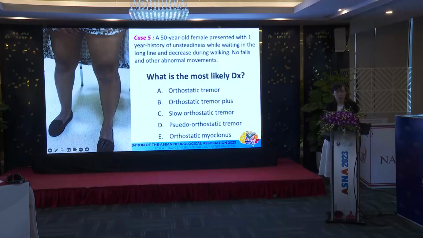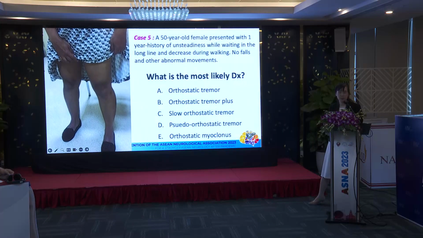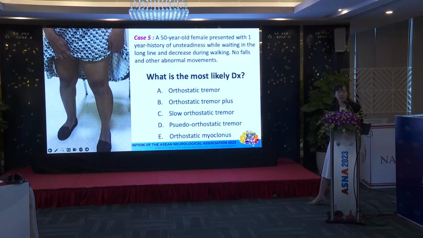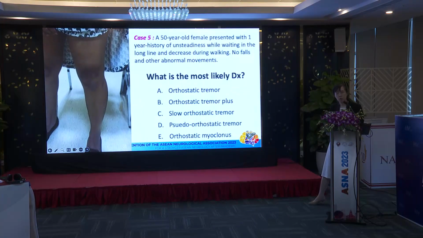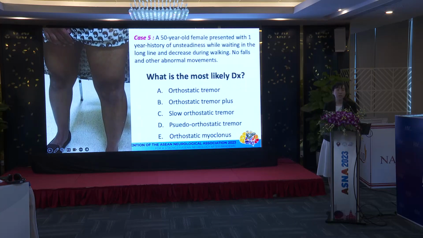Let me move to case 5. This is a 50-year-old female who presented with a 1 year history of unsteadiness while waiting in a long line, which decreased while walking. You can see here that we even cannot see tremor, but we can touch it, right?